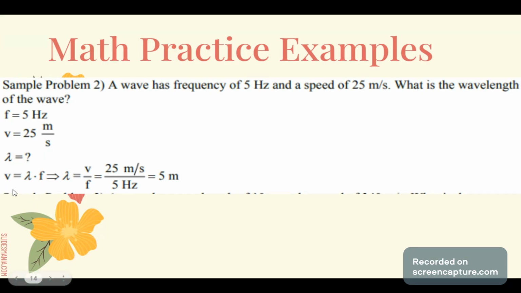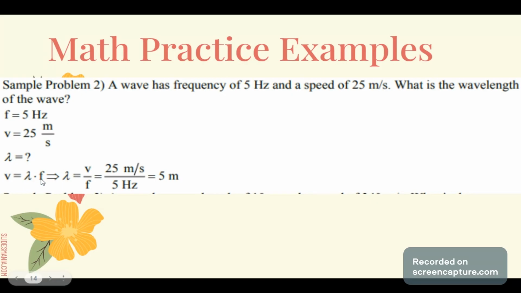Well, we have our original equation, v = λf, but it's not super useful in this format. We actually want the lambda by itself because that's the thing we're trying to solve for. Just like in algebra class, when you're trying to solve for x, you want to get it by itself. And so that's what we're going to do first. We're going to get the lambda by itself.